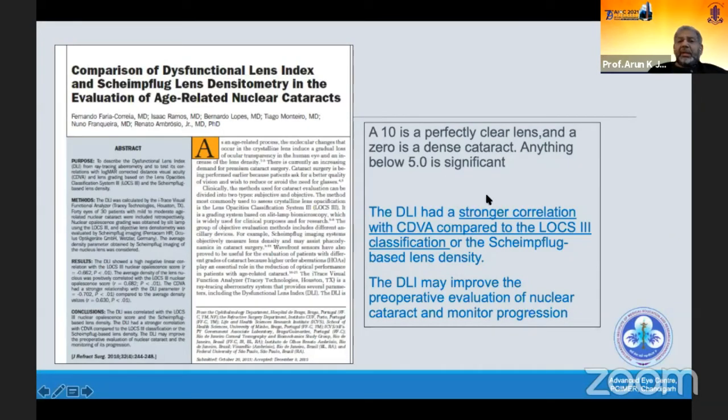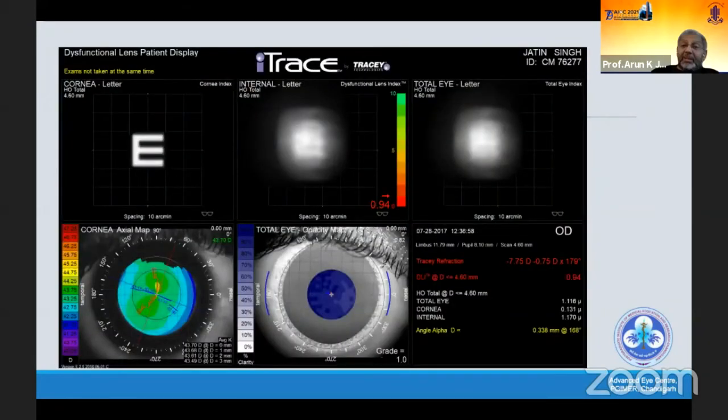And the DLI, there are other ways of measuring the lens opacity like LOCS classification, or on a Pentacam, but the DLI had a stronger correlation with the corrected distance visual acuity, and it's more dependable for knowing the opacity.